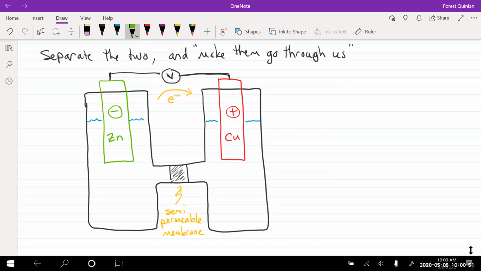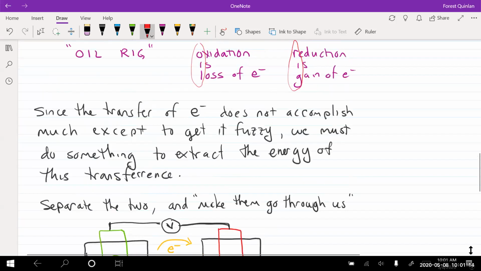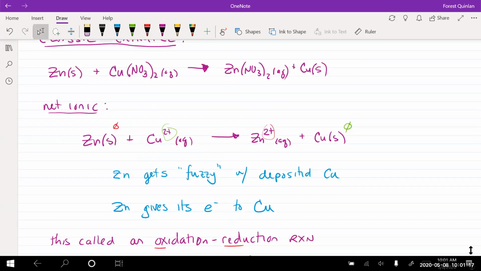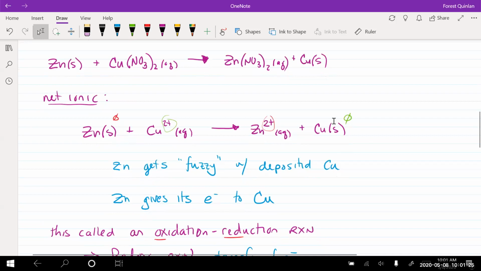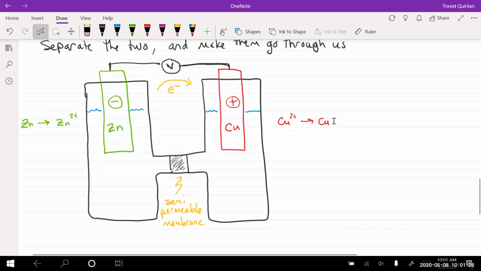Okay, so now here's the fun part. We said that the zinc was becoming zinc 2 pluses. We said that the copper 2 pluses were becoming solid copper, right? If we look back up there real quick, that's what we said was going on. We said that the zinc was becoming zinc 2 pluses and that the copper 2 pluses became copper solid. So check it out. How does this work?